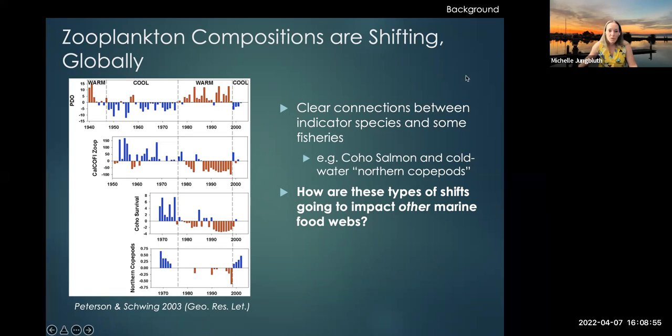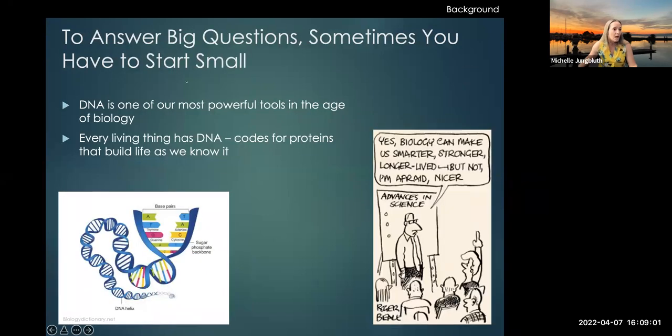But that's a pretty big question to answer, especially when we're still learning so much about the diversity of species. And sometimes to answer the big questions, you have to start small. And that's why a lot of the tools that I use in my work use DNA as a tool to study food web connections and ecology. DNA is one of our most powerful tools in the age of biology. Every living thing has DNA, which codes for proteins that build life as we know it.